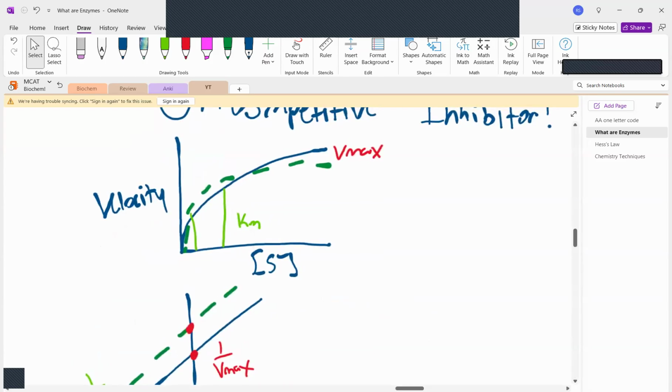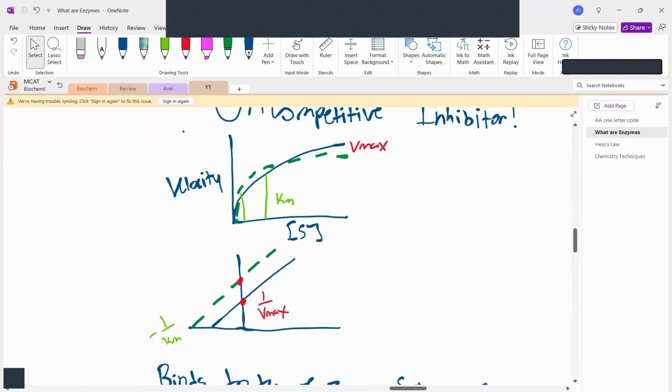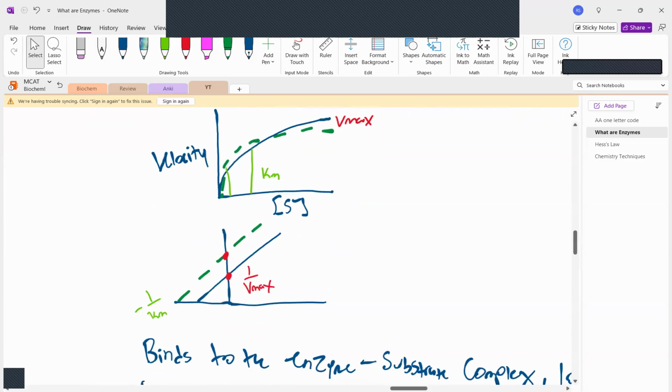You can see that for the inhibitor, the dark green, it's higher, right? So it reaches the Vmax half way faster than your regular no inhibitor reaction. Same thing here. Think of the Lineweaver-Burk, they're parallel. It kind of changes at the same rate, increasing, decreasing. And it's the same thing.